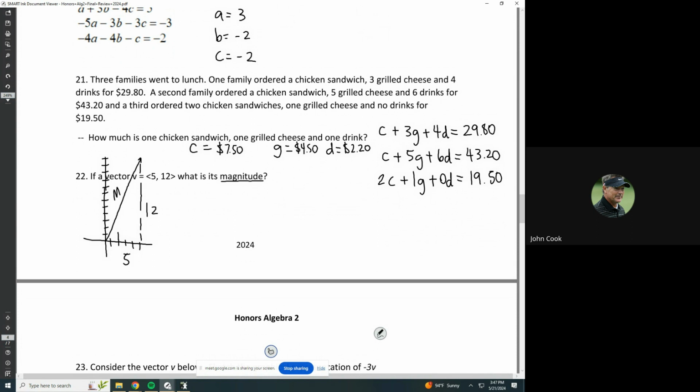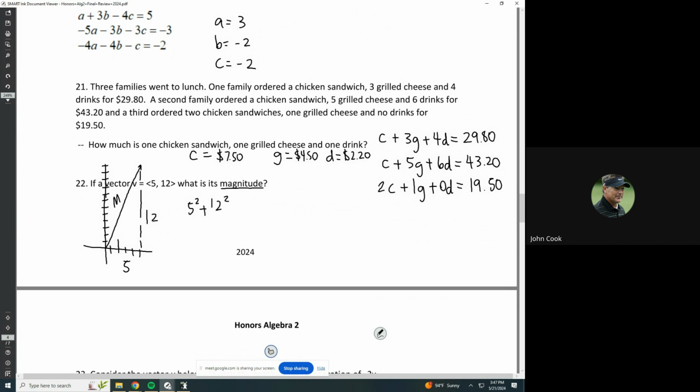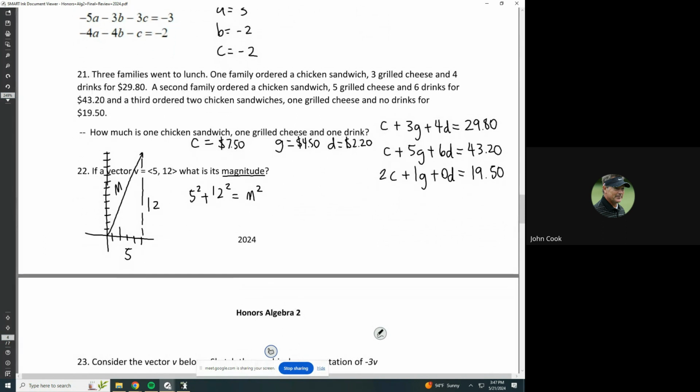So just use the Pythagorean theorem. 5 squared plus 12 squared is equal to the magnitude squared. So this is a 5, 12, 13 triangle. So the magnitude is going to end up being equal to 13. And here's the deal. Even if the vector was pointing in the opposite direction, with negative numbers or positive numbers, it doesn't really matter. Like if your vector had a side length of -5 and a height of 12, the magnitude is always positive. So always remember that. It'd still be 13 even if one of the sides was negative. Magnitude is always positive.